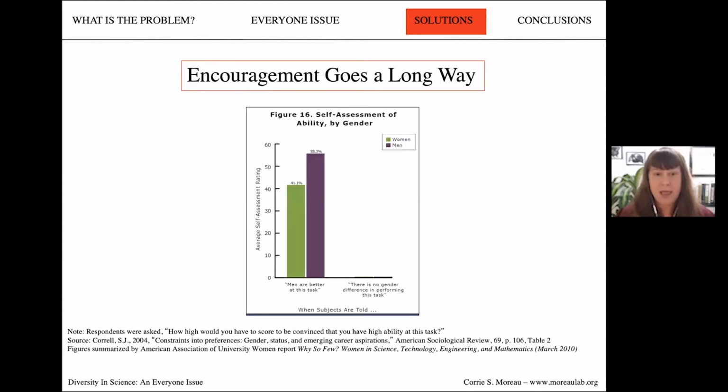Now, one of the things we know is that encouragement goes a long way. So in this study, what they essentially did is they took groups of students and said, we're going to take a math exam, but before we take this exam, I just want to say, we know men are better at this task. And then they asked what was their assessment of their self-rating? What was the likelihood they were going to perform well? And maybe not surprisingly, the women considered that they were less likely to excel in this task. But when they took a separate group of individuals and did the same experiment, but told them that we know that there's no gender difference in performing this task, despite what you may have heard, suddenly the equity in performance was realized.